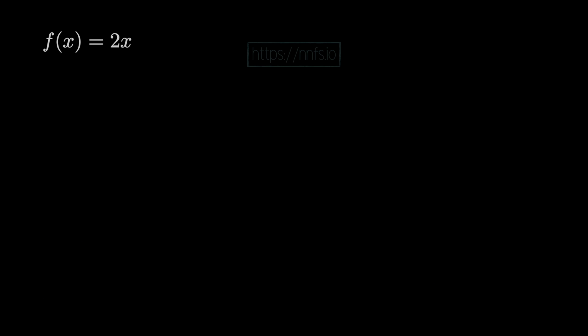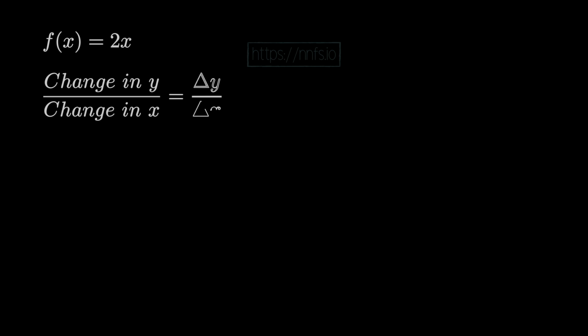So with f of x equals 2x, or y equals 2x, what's the impact of x on y? In this case, it should be fairly obvious. It's 2. Y will always be double whatever x is. Another way to describe this impact in the case of a linear function like this is the slope, which is defined as the change in y over the change in x, or delta y over delta x.